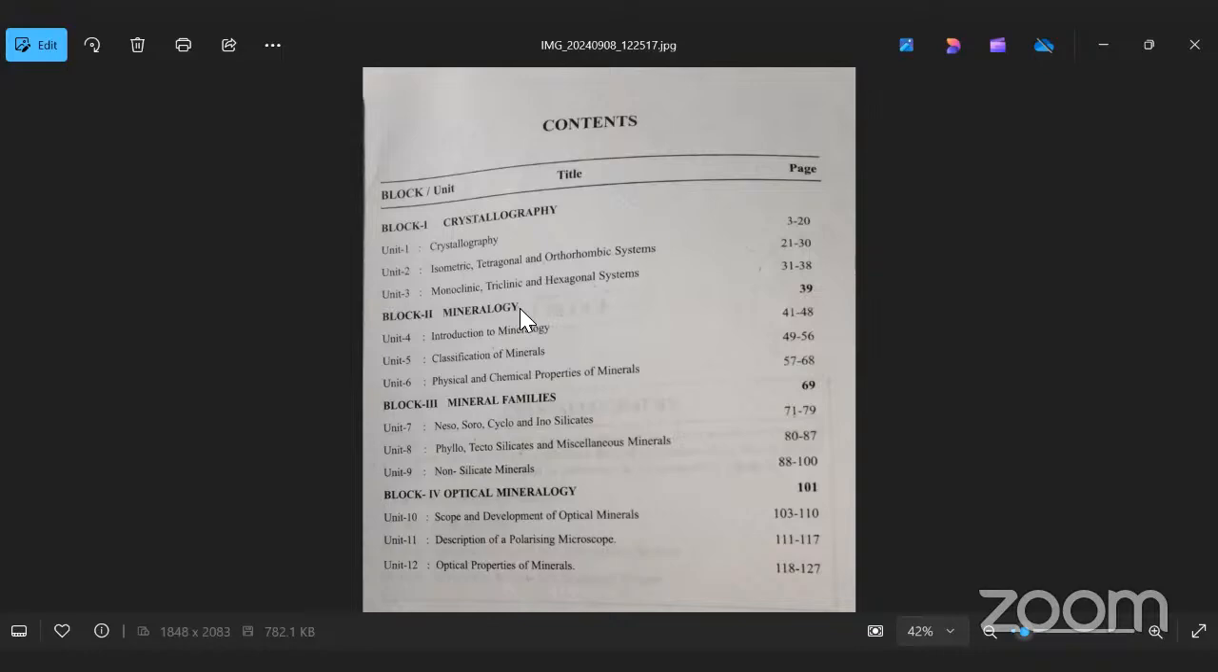The first formation is quartz, so we call that a primary mineral. But at a later stage in a BMQ, the iron will be forming along with the quartzite. It is called a secondary mineral. So like this, the primary and secondary minerals will be forming, and we will classify like that.